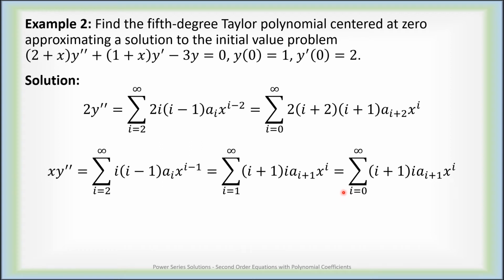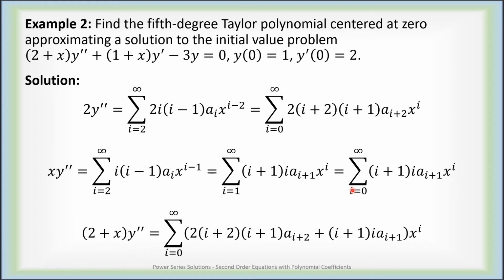So now we have a power series for 2y double prime and a power series for xy double prime. Both of them have been re-indexed so that the shared factor of x to the I appears, and conveniently enough, they both start at index 0. Therefore, I can add them pretty easily. 2 plus x times y double prime. We get, here is our 2y double prime from up here, plus xy double prime from right here, having already factored out the shared factor of x to the I.